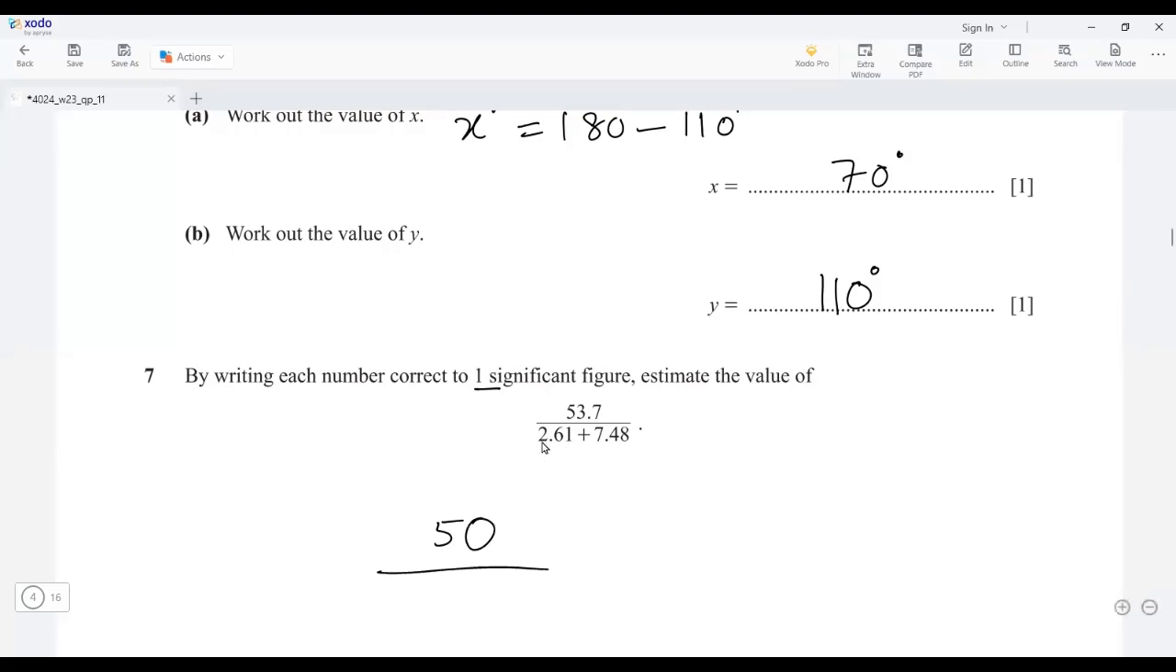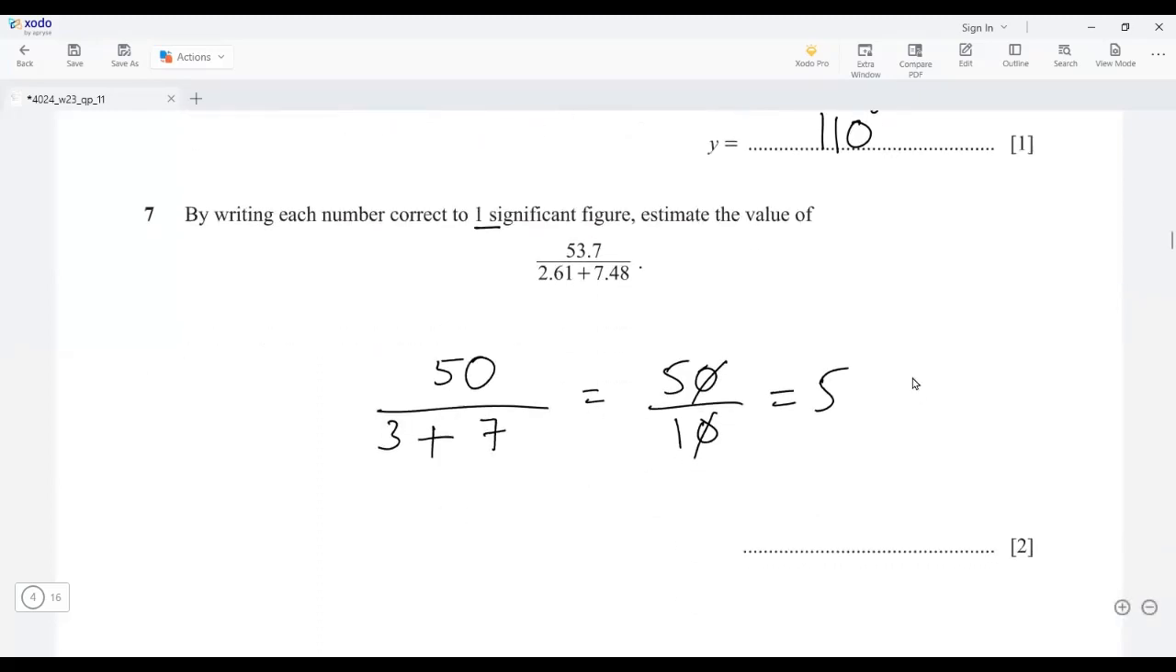So we have to round off till 2. So it means that look at the next number. It's greater than 5. So it becomes 3 and then plus 7.48. Look at the next number to 7. That's 4. It's smaller than 5. It means that it is rounded off to be 7. So 50 divided by 3 plus 7 is 10. So cut down the zeros. You will get 5 as the estimated result.